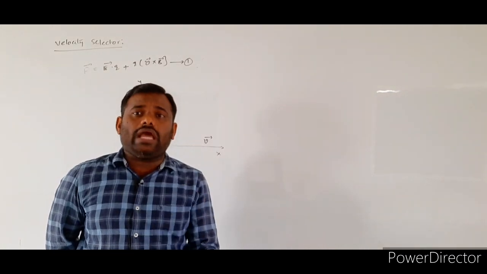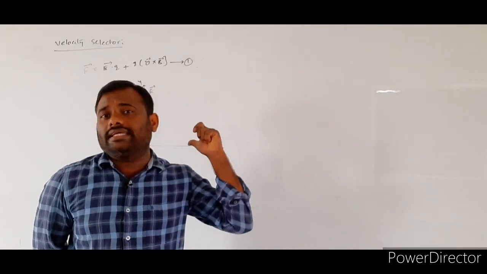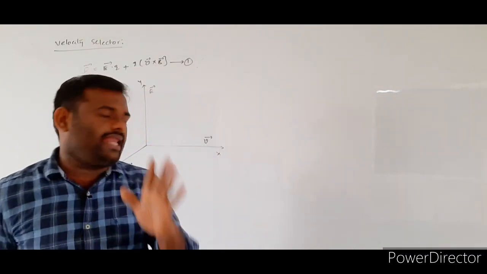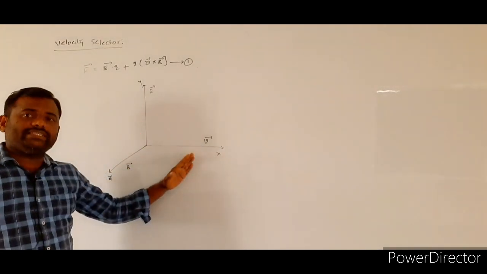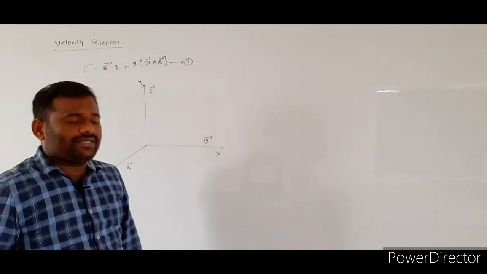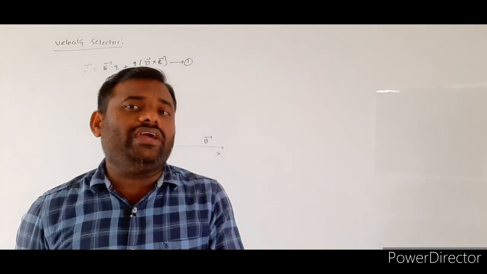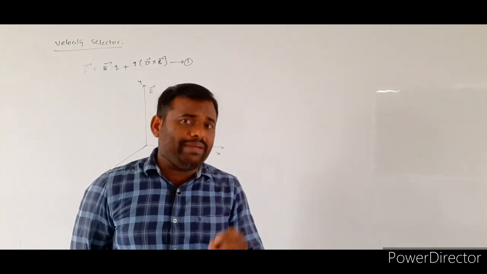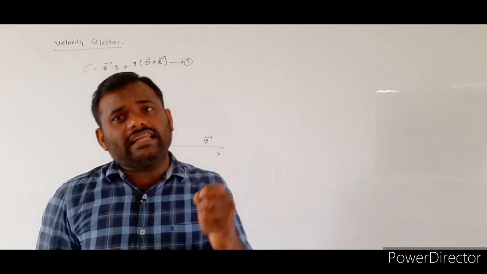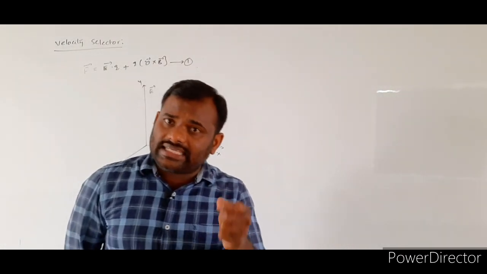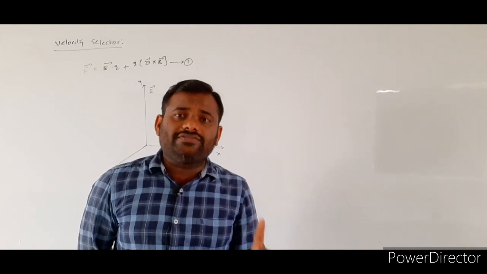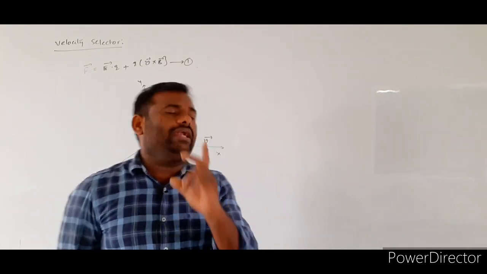This is the assumption we have to make while discussing the topic of velocity selector. Here we assume that this charged particle has entered into the crossed fields. That means automatically some external force is exerted by the electric field as well as by the magnetic field.